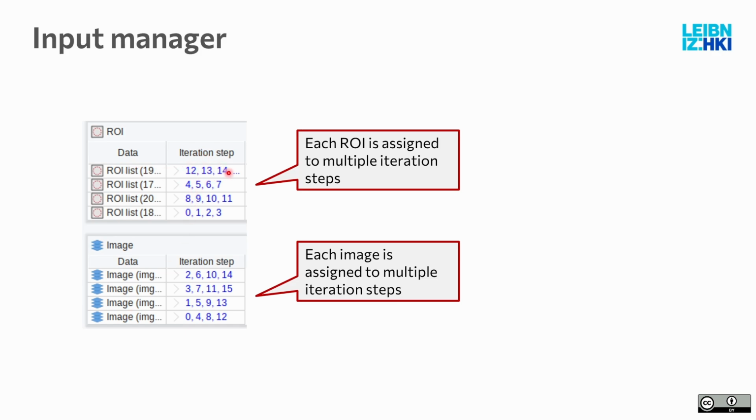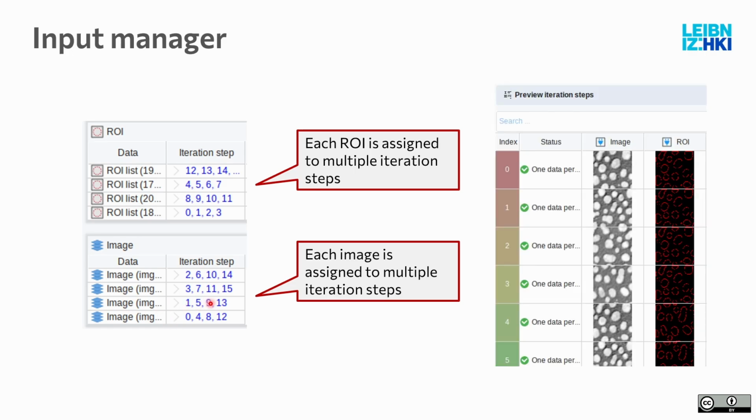Each ROI list is assigned to multiple iteration steps, like this one here is to 4, 5, 6, and 7. And then each image is also assigned to multiple iteration steps. And this is what you then see later in this other panel, that you have these assignments in a different form, just so you can see what happens.